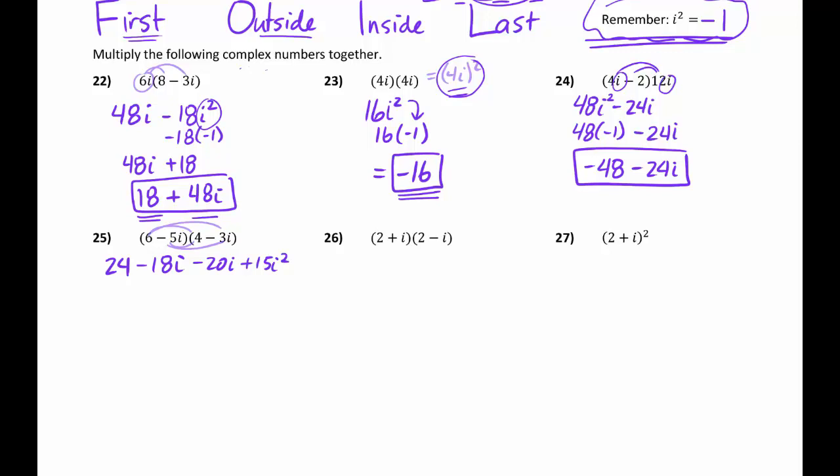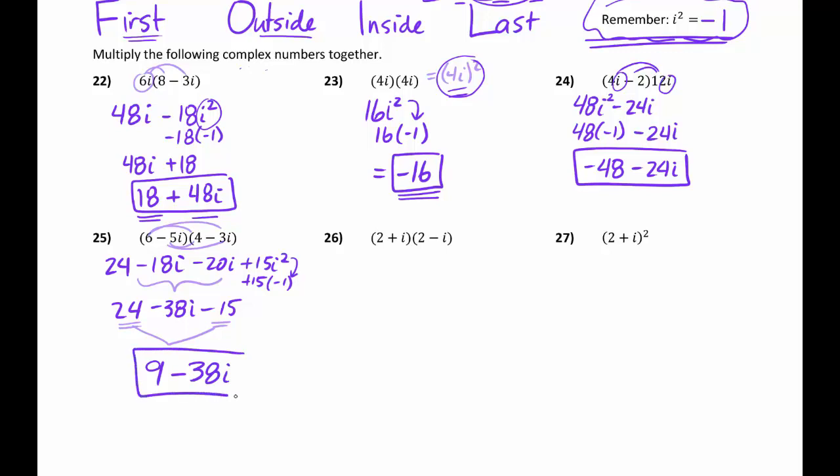So now, it seems like I have some like terms I can combine. Negative 18i and negative 20i make negative 38i. 24 is still in front, but then I'm not just adding 15, I'm adding 15 times negative 1. That's the identity that we have to know. So really that's subtracting 15. And if I combine the 24 and the minus 15, that one last step leaves me here at 9 minus 38i. Awesome.